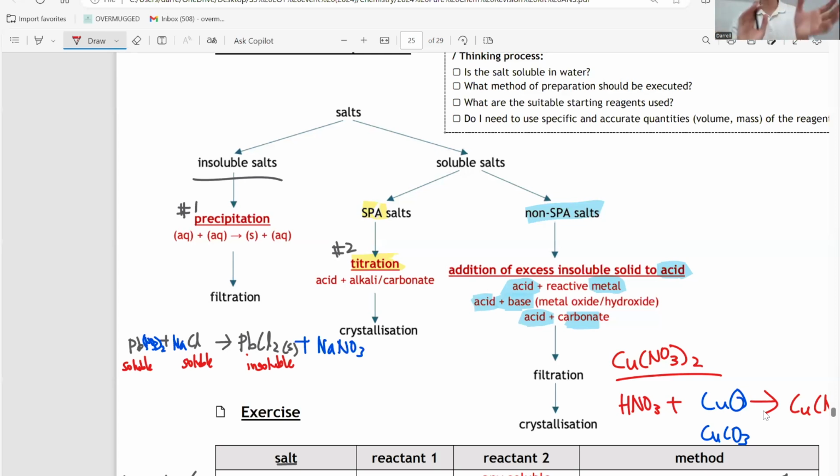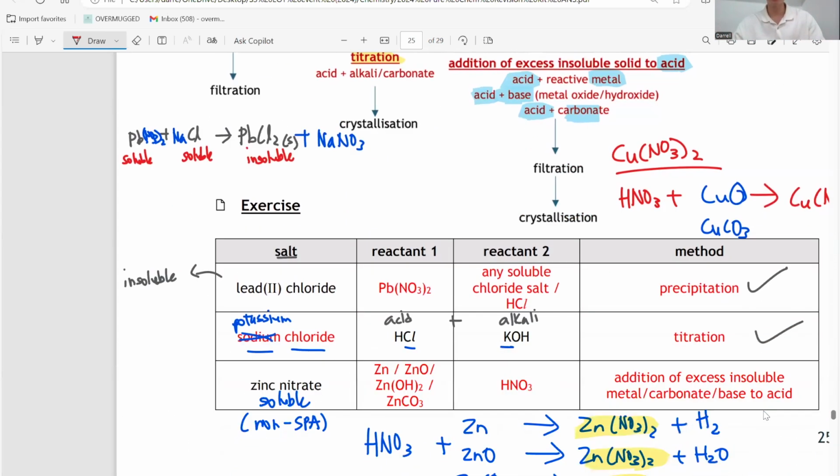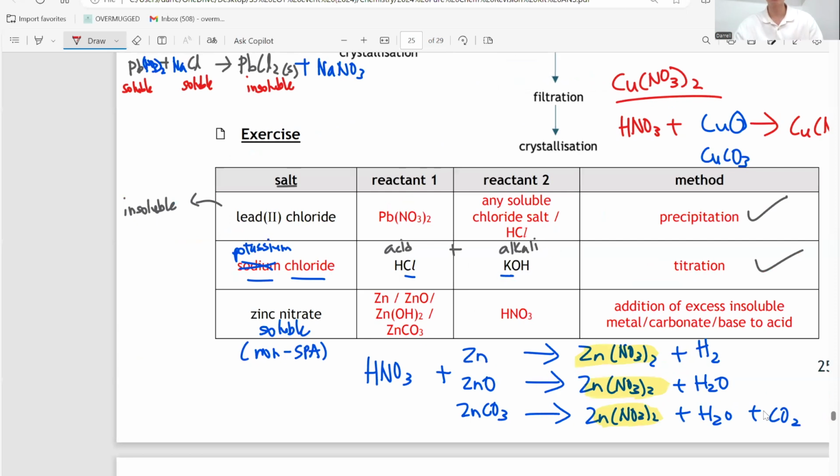Let's run through each of them, one example each. Let's run through the SPA version first, which is potassium chloride. If I want to form potassium chloride, remember this: if my method is titration, titration should be done between an acid and an alkaline. For potassium, what is the appropriate alkaline to use? I'll use KOH because I need the potassium. If I want the chloride, what is the appropriate acid to use?